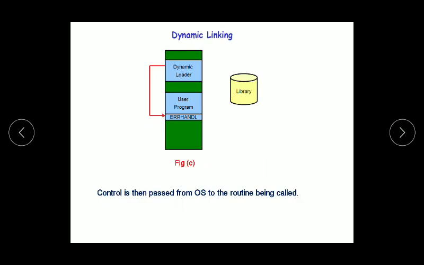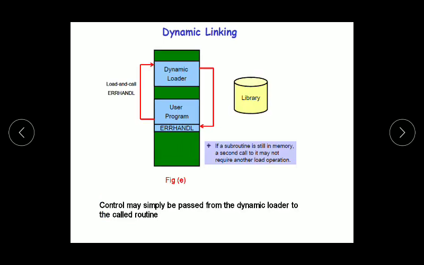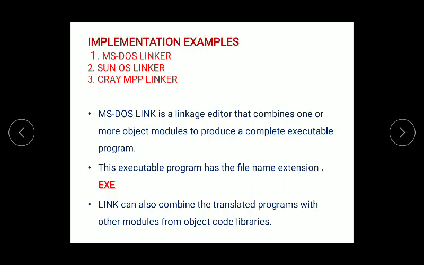Previously, the first time it is calling, so the control is like this. The dynamic loader will load the error handler from the library, but now directly from the memory to the routine error handler, because it is already there. So this is about dynamic linking.